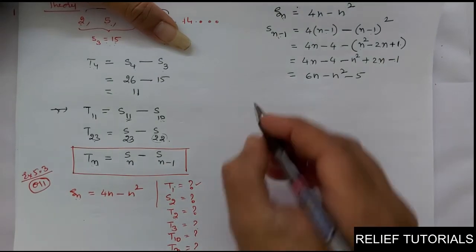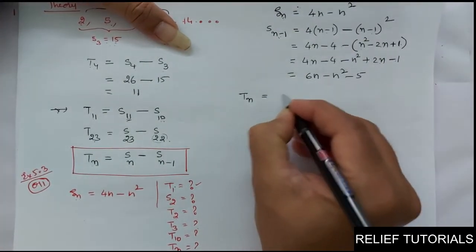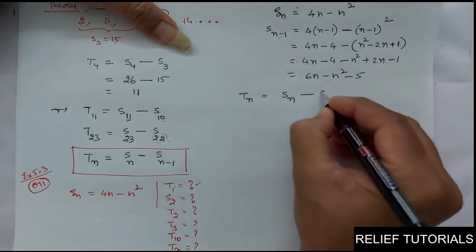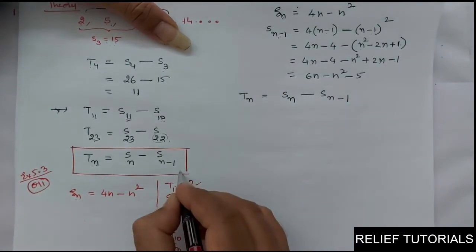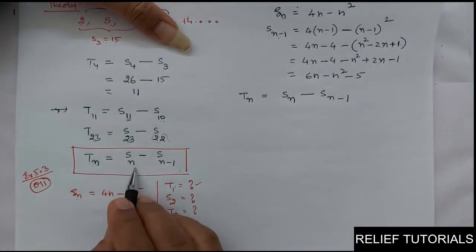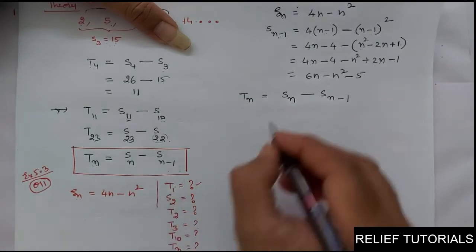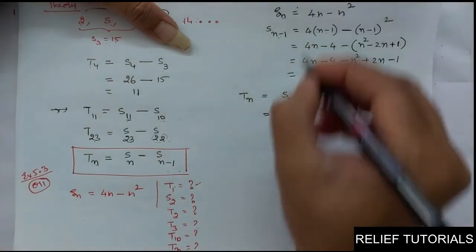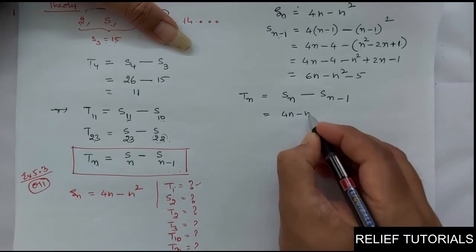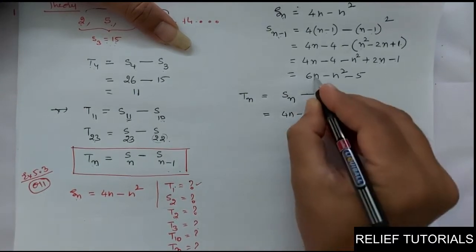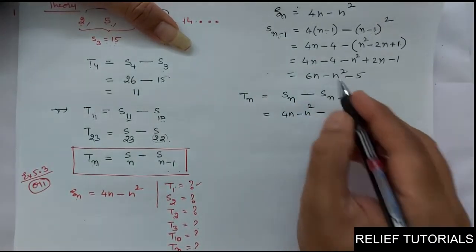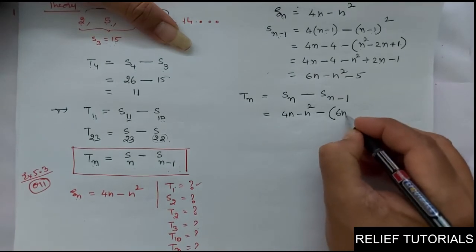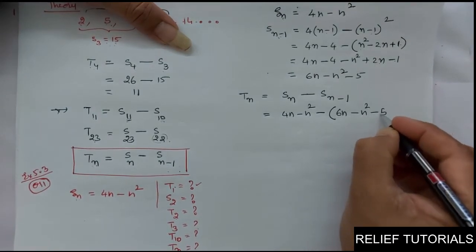Now you want to find Tn. So Tn is equals to Sn minus Sn minus 1. This theory you have seen. Tn is equals to Sn minus Sn minus 1. So now Sn is here 4n minus n square. Now this minus Sn minus 1. This is Sn minus 1. So minus will take in bracket 6n minus n square minus 5.